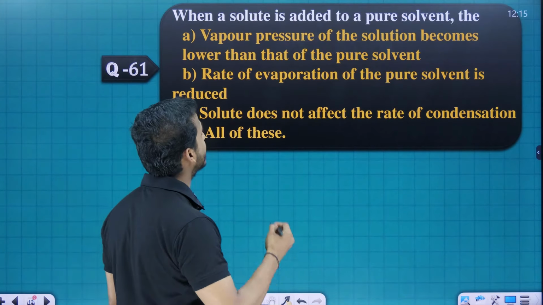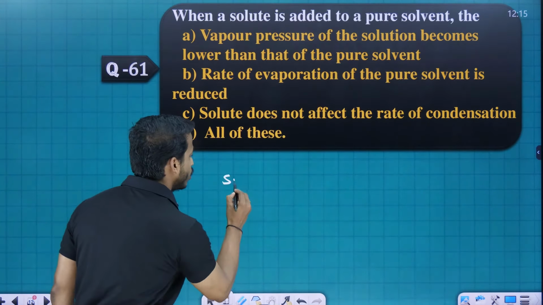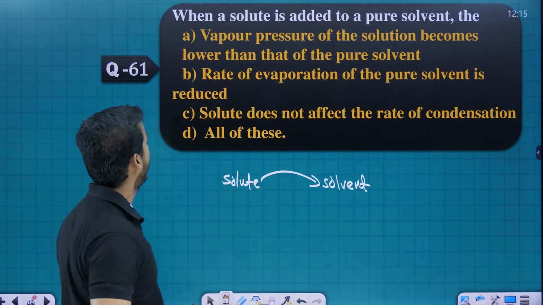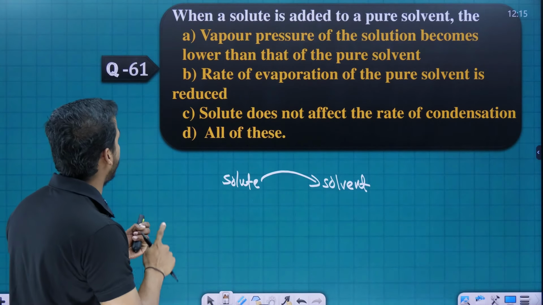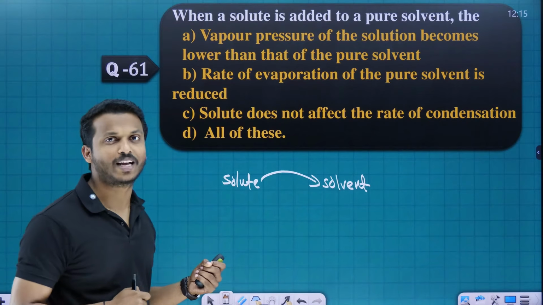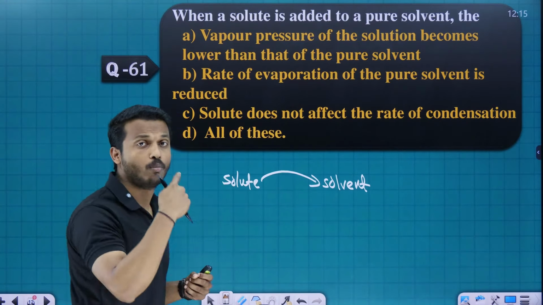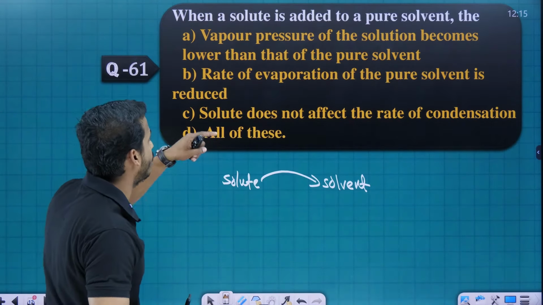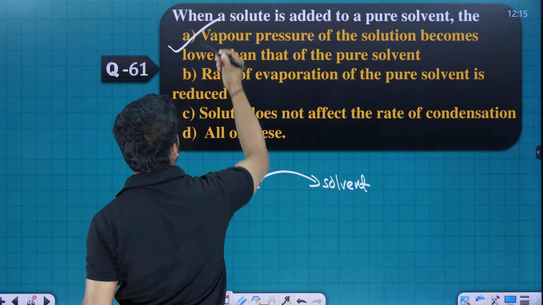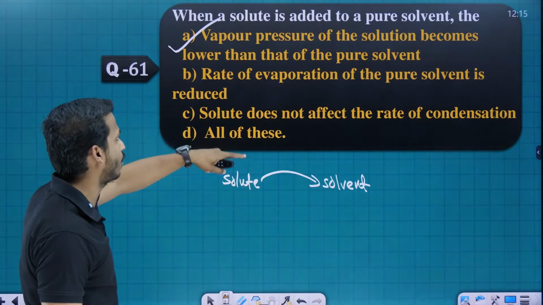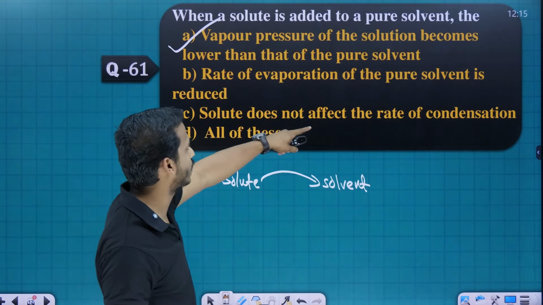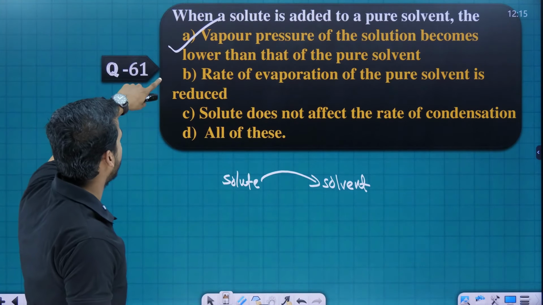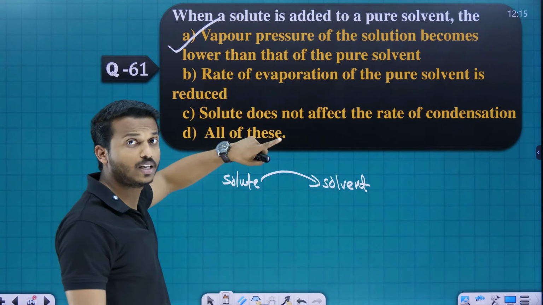Next one, when a solute is added to a pure solvent, that means you are making a solution. Then the vapor pressure of the solution becomes lower than that of the pure solvent. Correct or not? When solute is added, more solute particles come, vapor pressure decreases. So the vapor pressure of the solution becomes lower than that of the pure solvent. Yes. Rate of evaporation of solute does not affect. No. Solute does not affect the rate of condensation. No. All of these options are there, so we have to cross check.